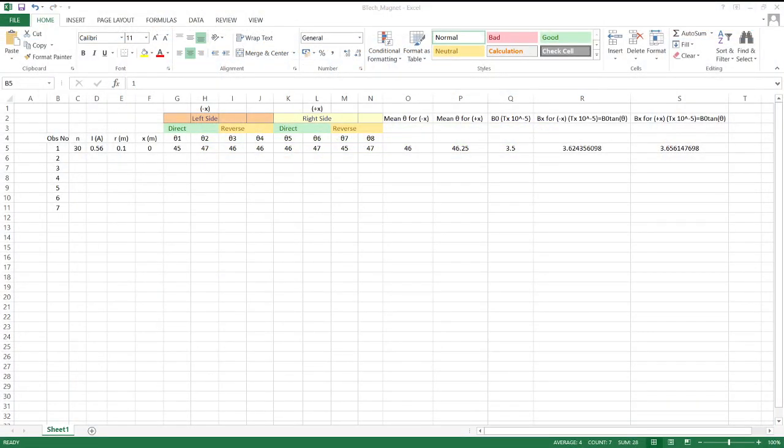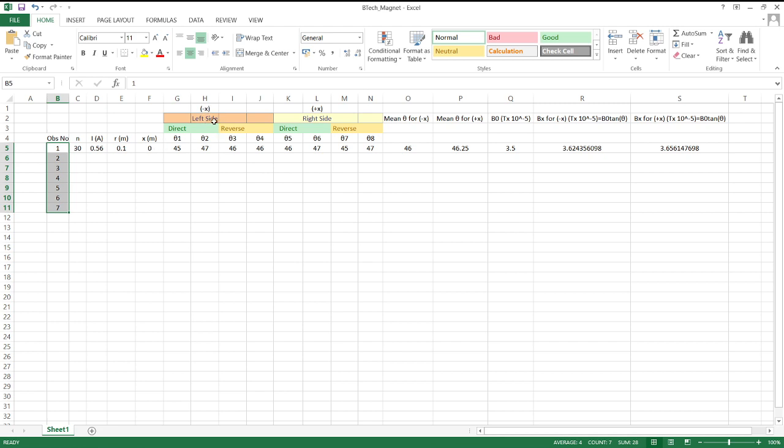Here you can see that it's an Excel spreadsheet. Let me describe the spreadsheet here. In the first column, the B column, is the observation number, number of turns, I, and this R value means the radius. I have converted this R into meters, and this X also in meters.